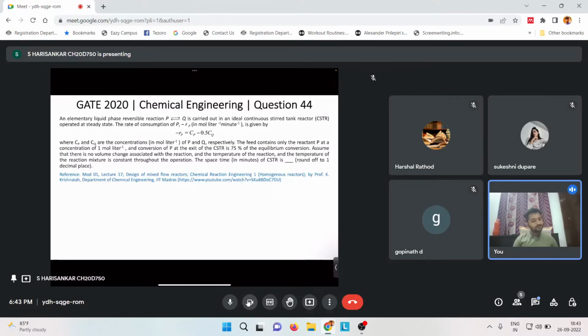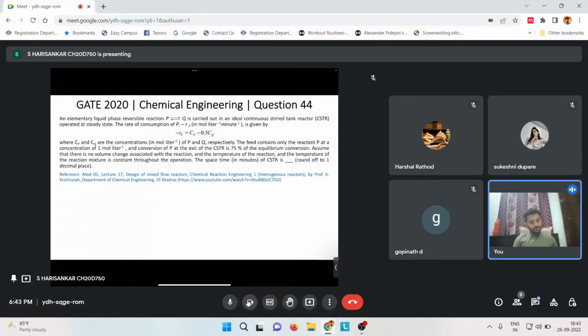The feed contains only the reactant P at concentration of 1 mole per liter, and conversion of P at the exit of CSTR is 75% of the equilibrium conversion. Assume that there is no volume change associated with the reaction, and the temperature of the reaction mixture is constant throughout the operation. The space time in minutes of CSTR is dash, rounded off to 1 decimal place.